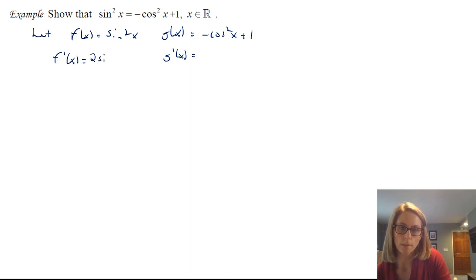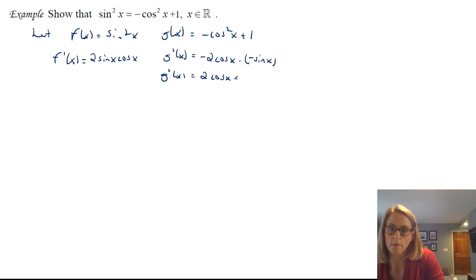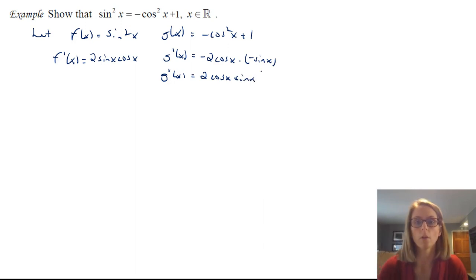So I'm going to have 2 sine x and then the derivative of sine x, which is cosine x. Now, when I take the derivative of g of x, I'm going to have negative 2 cosine x, and then the derivative of cosine x is going to be a negative sine x. So notice, just simplifying this a little bit here, 2 cosine x sine x. The derivative of 1, of course, is 0, so it's gone. So we notice that the derivatives are the same.